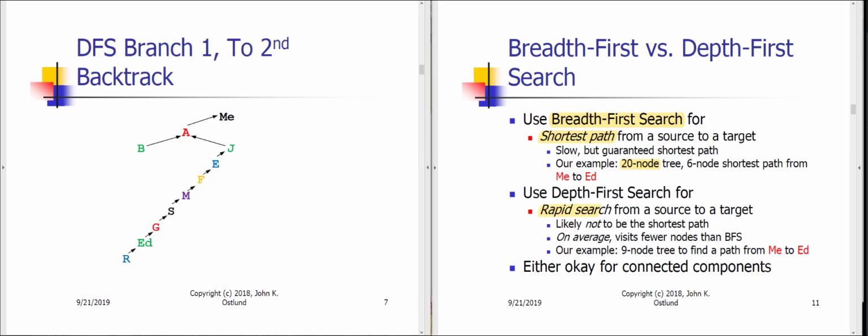Now, using depth-first search, on the other hand, here I've displayed slide 7 from the current notes. It turns out that we only had to construct a 10-node tree in order to find a 9-node path from me to Ed. So the entire tree that we needed to construct was only half as large, although the path is a little bit longer. Okay, so our path is me, A, J, E, F, M, S, G, Ed. And we have found a solution for getting from me to Ed.